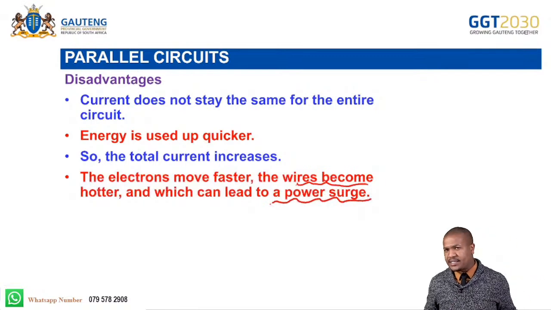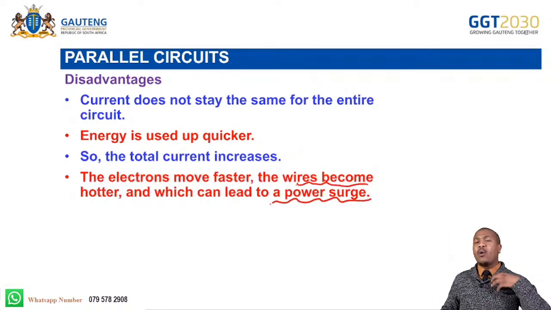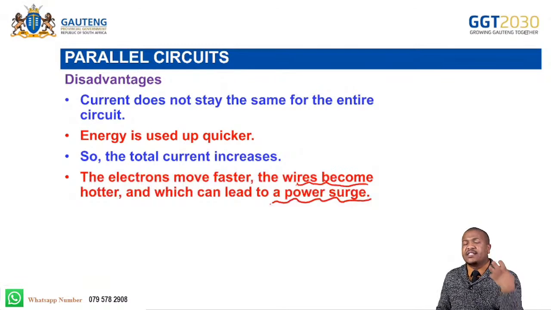So what is the power surge now? A power surge is the receiving of electricity at about 110% above what the circuit can handle. Are we together? So that's what a power surge is.